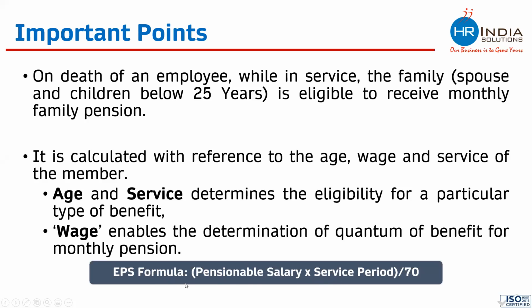What is pensionable salary? Pensionable salary is the average salary of the last 12 months. The average salary of the last 12 months multiplied by total service period divided by 70 is the formula for the calculation of monthly pension for any employee. Service period is the number of years of service in which he was in service and contributed to the pension scheme.